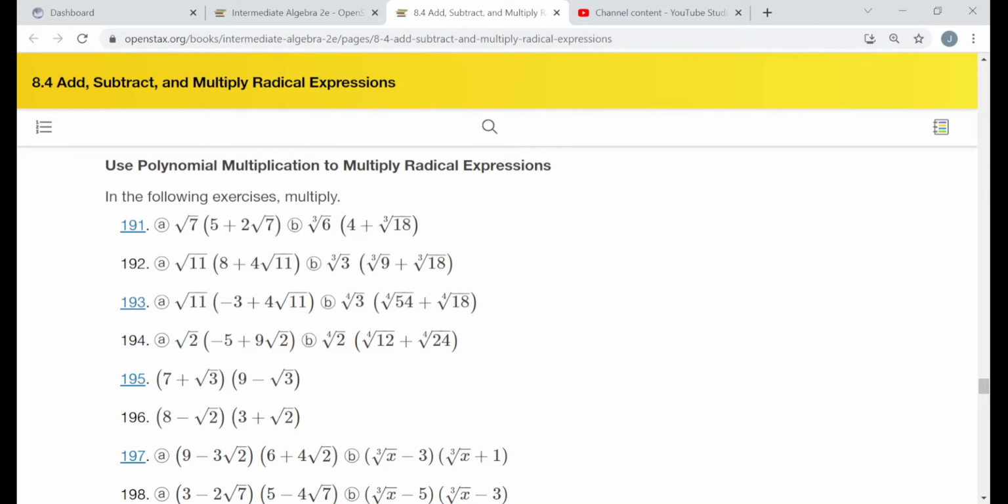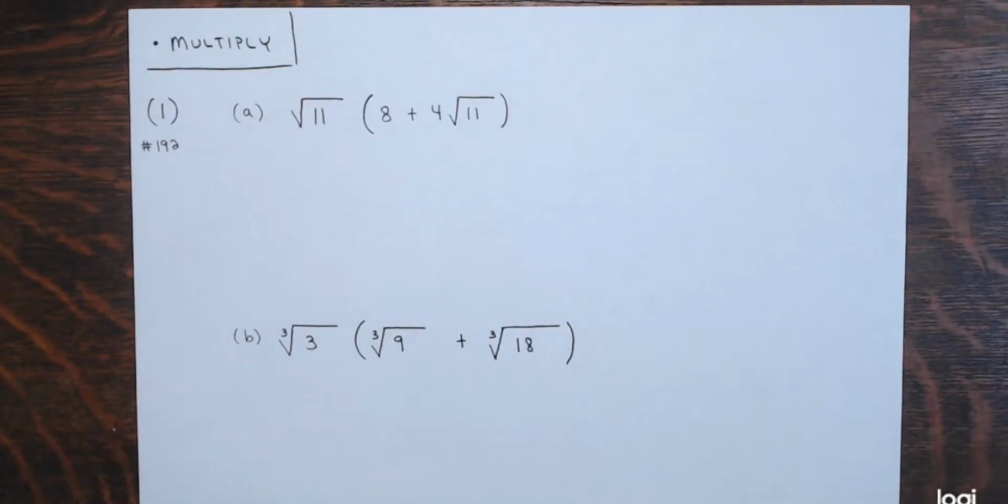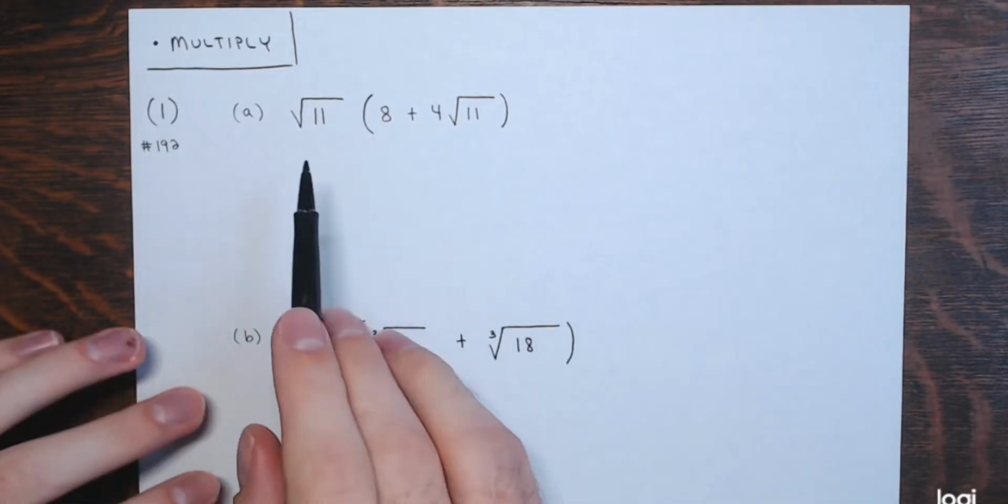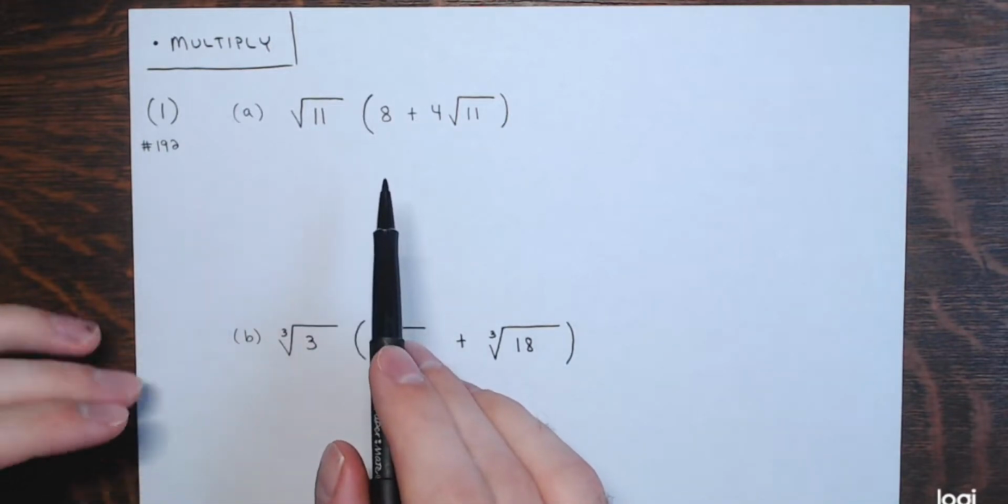All right, so the first question is exercise 192, and I've got this written out on some paper. Now, as the title said, it's use polynomial multiplication to multiply radical expressions. So we're going to be doing a lot of distributing here.